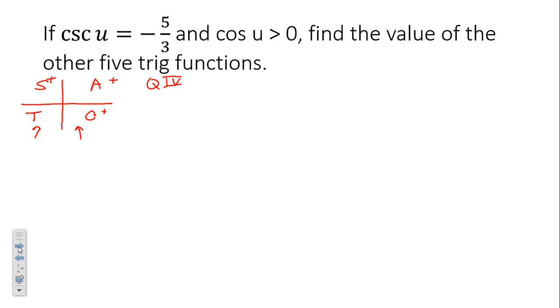Bless you. Make sense? Did I lose anyone there? Okay, good. So we want to find the value of the 5 other trig functions. I'm not comfortable all the time with working with cosecant. I'm more comfortable working with sine. Does anybody have a problem with me saying, okay, well, let's build off of the fact that sine of u is going to be a negative 3/5?